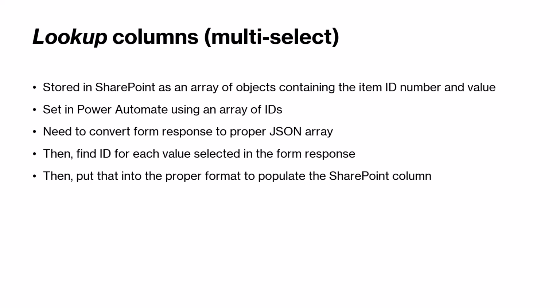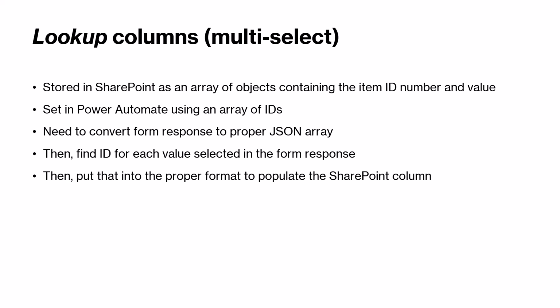So essentially what we need to do is, from the form response data, I've already talked about how anytime you have a multi-select question in a Microsoft form, it comes in as an array. So we first need to clean that up, make it a proper JSON array. And then we need to somehow find the ID number that matches each of the values selected in the form response. And then we need to put that into the correct format to populate the SharePoint column. So a lot to unpack here.